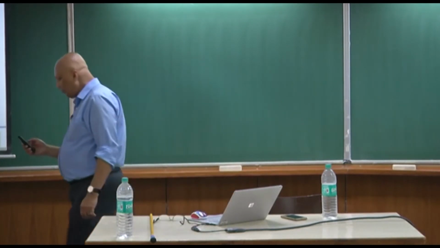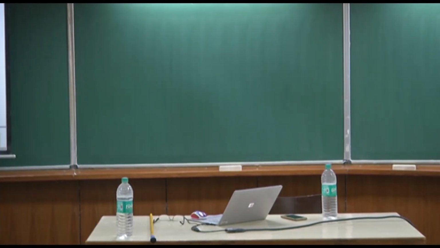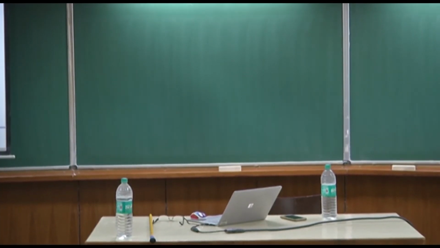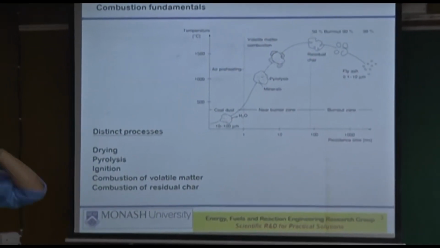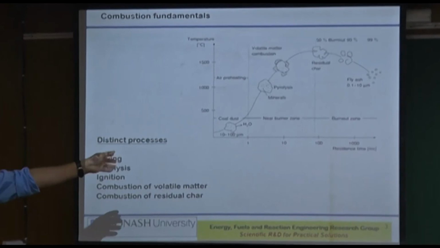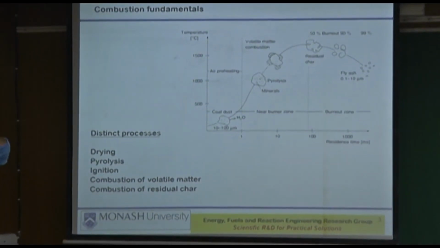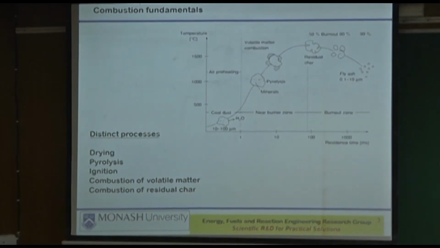So here I'm talking about the time scale. You can imagine in the boiler, in the combustion, everything happens very, very fast, around 1,000 milliseconds. That's why I have been saying right at the beginning, combustion is fast, gasification is slow, and you will see what time scale we will use when we talk about combustion and gasification.